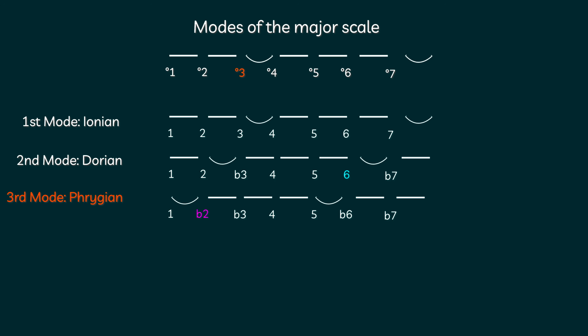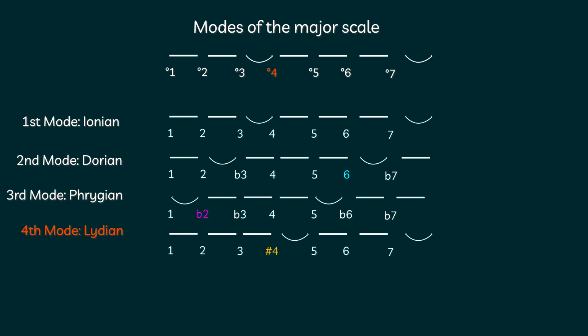The third mode, so if we start our major scale with the third note, we'll get the following sequence: half, whole, whole, whole, half, whole, whole. Intervals would be the tonic, minor second or flat 2, minor third, perfect fourth, perfect fifth, minor sixth, and minor seventh. Then back to the tonic. Again, this looks awfully similar to a minor scale, except the second is a minor second instead of a major second. And this mode here is called the Phrygian mode.